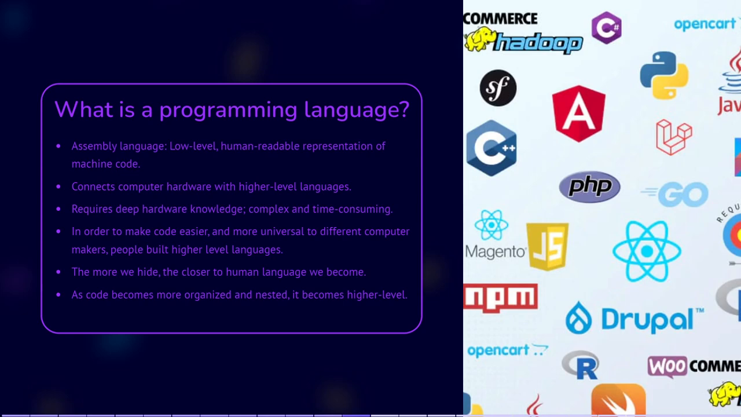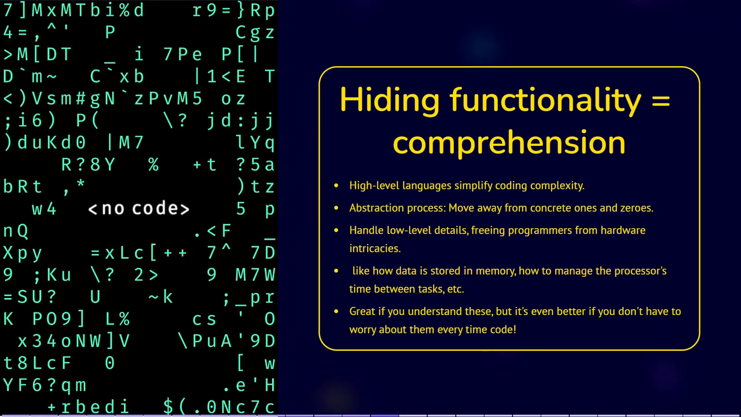This is a process of making a language more abstract, further and further away from concrete zeros and ones. These higher-level languages also help us take care of low-level details, the intricate and often complex tasks that deal directly with the computer's hardware, like how data is stored in memory, how to manage the processor's time between tasks, etc. If you're a programmer, it's great if you understand these, but it is even better if you don't have to worry about them every time you write code.